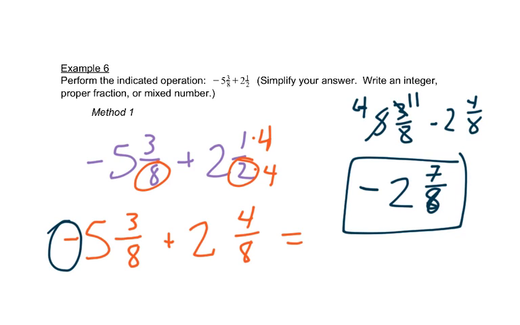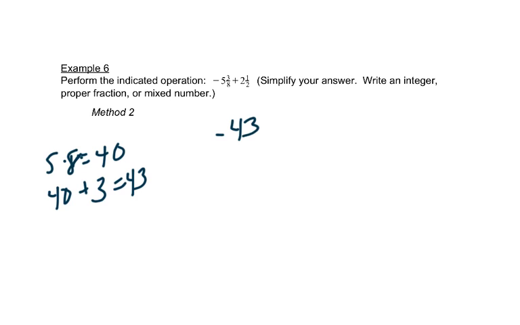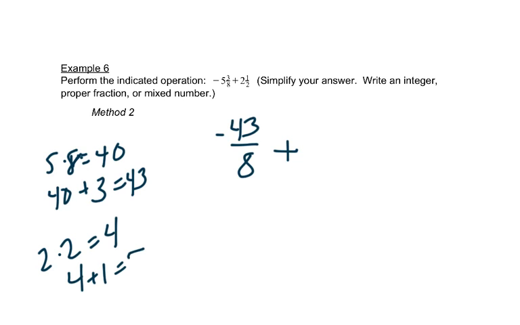Now this is a pretty complicated problem. Let's look at it in a little bit easier way. We don't have to change it to an improper fraction, but a lot of times it's easier. So let's do that first here. In our first fraction, we're going to take 5 times 8, which is 40. Add that top number, so we get 43. So we have negative 43 eighths plus, and we'll do the same thing for the second one. 2 times 2 is 4, and 4 plus 1 is 5. So we have 5 over 2.